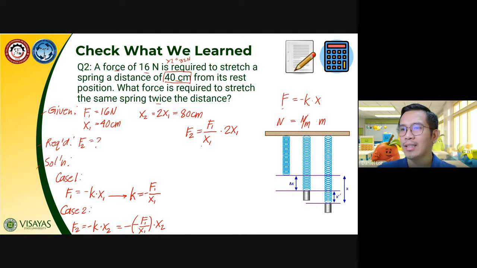We can cancel x sub 1. Therefore, F sub 2 is equal to 2 times F sub 1. Since what we are looking for is F sub 2, we can just multiply here. Substitute 16 newtons in our equation. Therefore, F sub 2 is 32 Newton. So, put your final answer in a box and put answer.